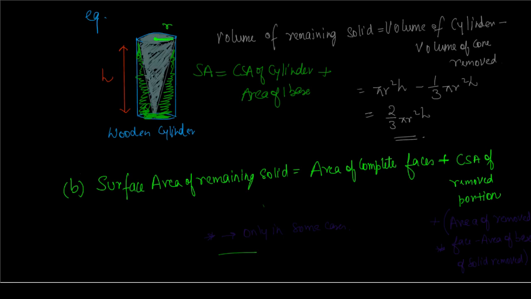Now after this, you need to include the CSA of this cone which we have removed because its impression is there, right? So the complete faces are the CSA of cylinder and base and the CSA of removed portion, which is CSA of cone, right? But in this case, we will not consider this one because when we remove the face, it is completely non-existent. No extra area is remaining. We have just removed the whole thing. So no extra area is remaining. Hence, we don't need to do anything with this. We just need to include these, right?